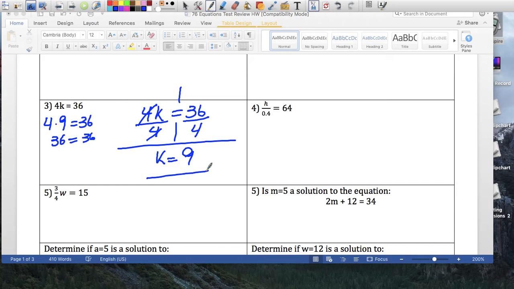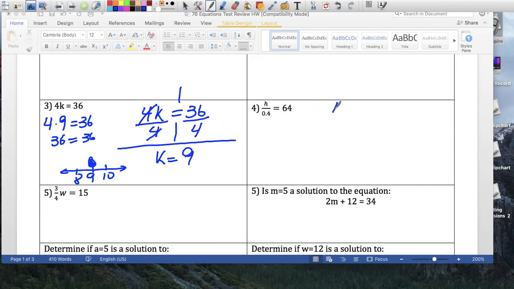So, let me do it on here. Let me graph that. 9, 10, 8. Put a circle on top of 9. I'm going to shade it. And that's it for this equation.